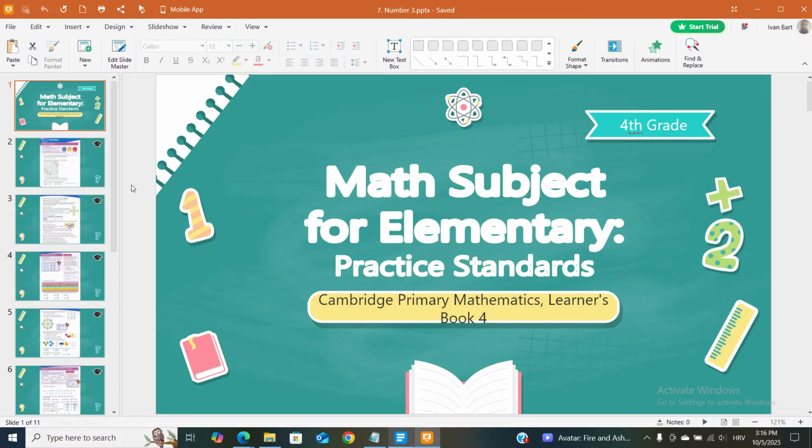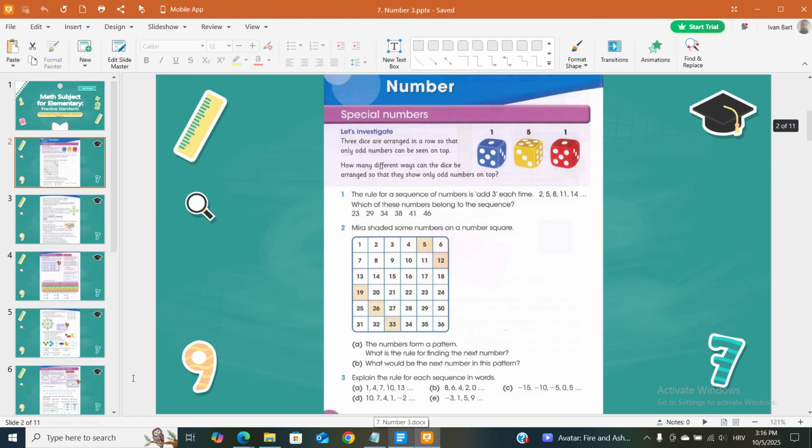Cambridge Primary Mathematics, Learner's Book 4. Number. Special numbers. Let's investigate. 3 dice are arranged in a row so that only odd numbers can be seen on top. How many different ways can the dice be? 1, 5, 1. Arranged so that they show only odd numbers on top.